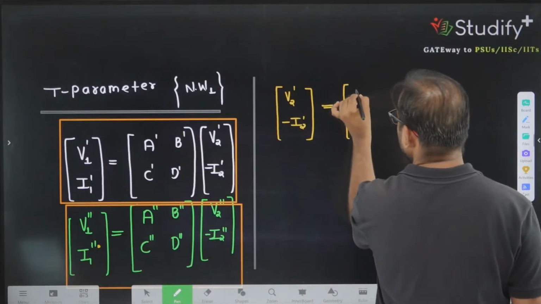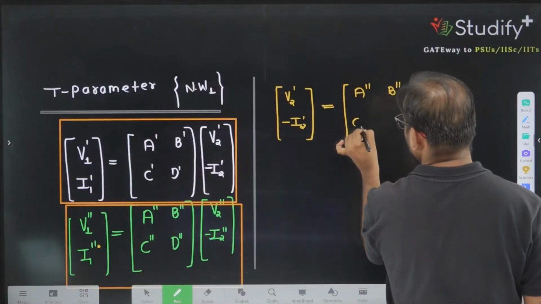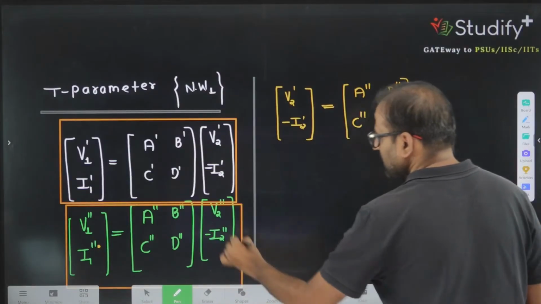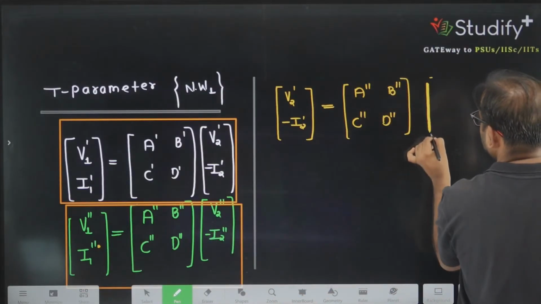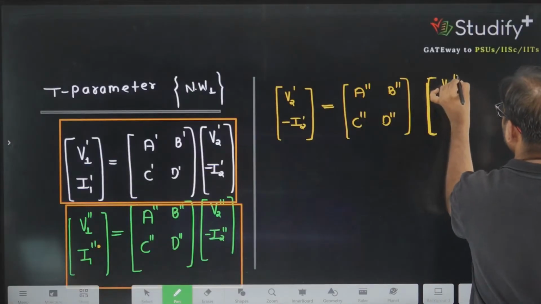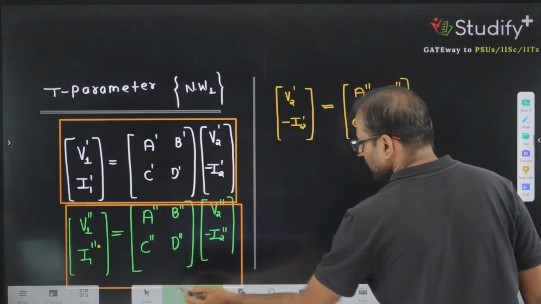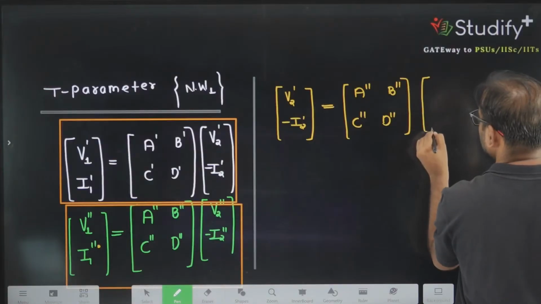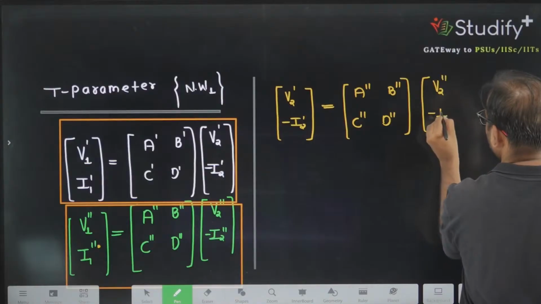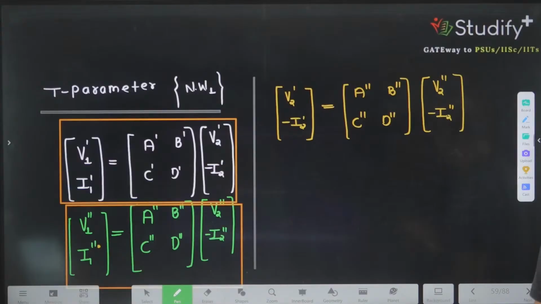A double prime, B double prime, C double prime, D double prime times V2 double prime, and minus I2 double prime. This is the whole agenda we are having.